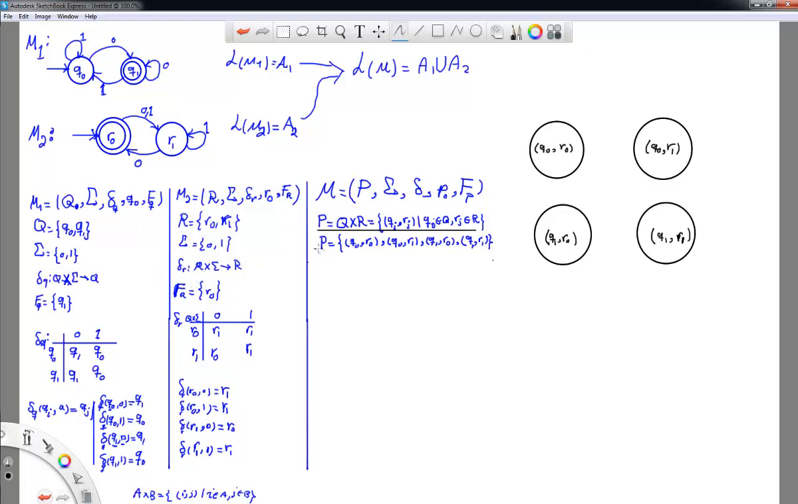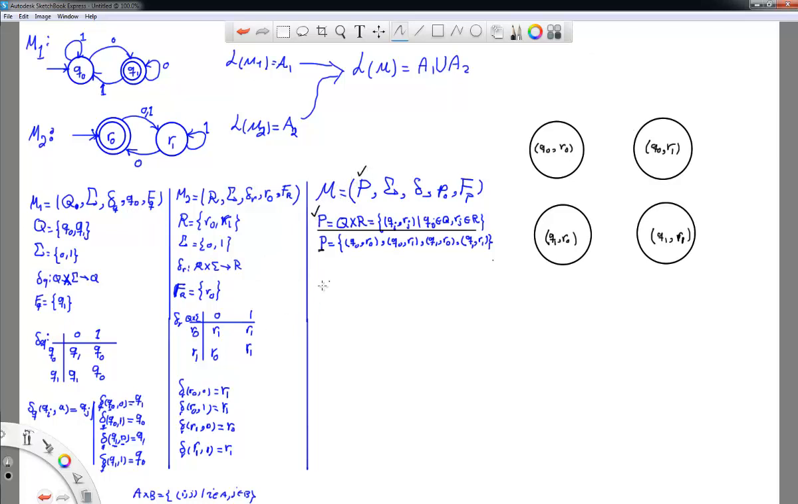So now this is my set of states. The set of states for my final combined automaton that recognizes the union of these two languages is going to be a set whose elements are pairs of states from M sub 1 and M sub 2. One state from M sub 1 and one state from M sub 2 paired together create a state for my constructed automaton. So that's perfect. I already created the P, and this is done.